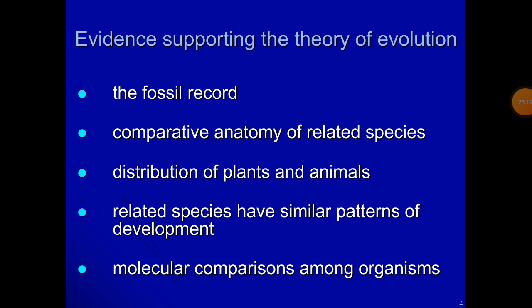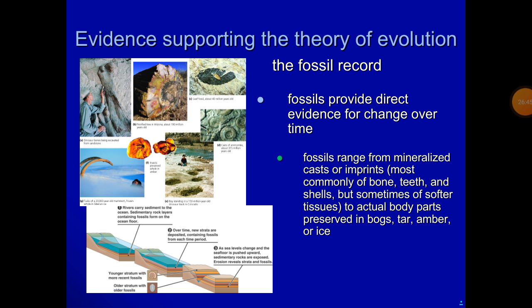Next, we have the evidence supporting the theory of evolution. We have the fossil record, comparative anatomy of related species, distribution of plants and animals, related species having similar patterns of development, and molecular comparison among organisms.